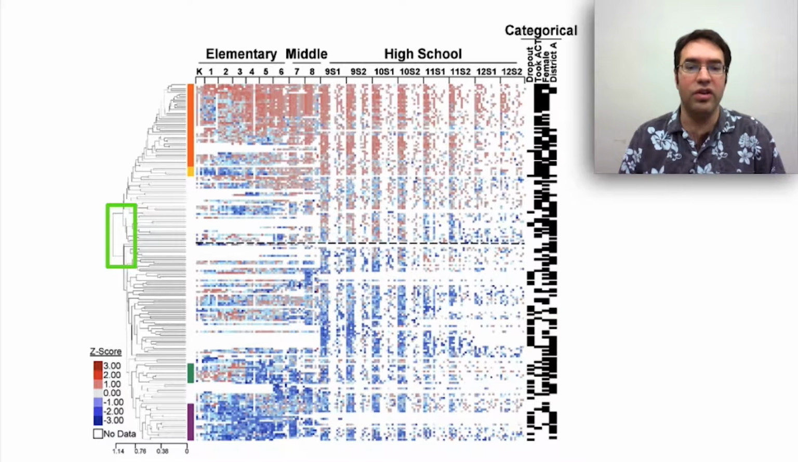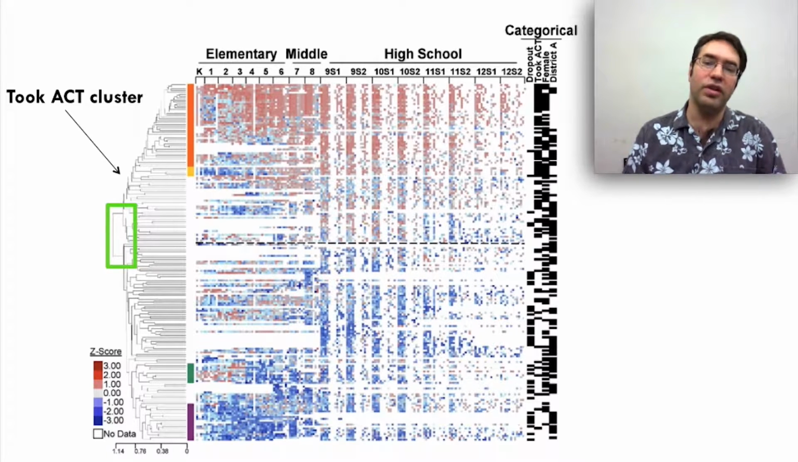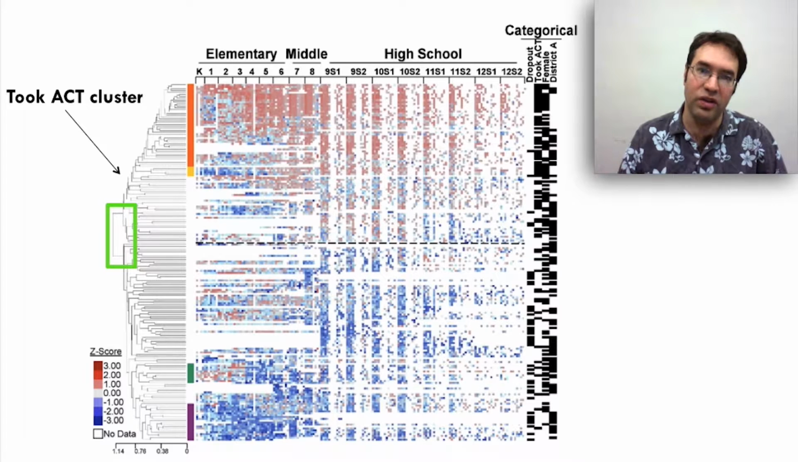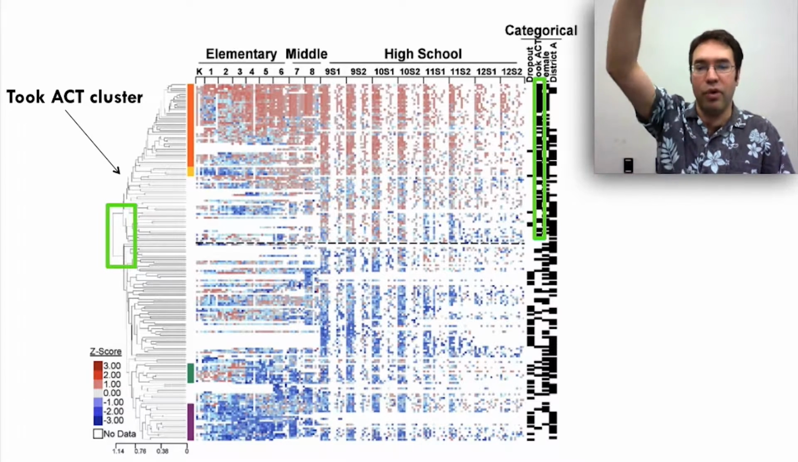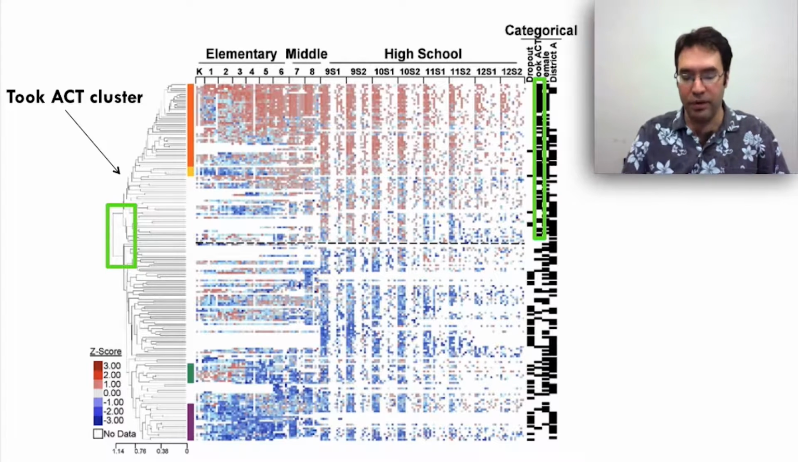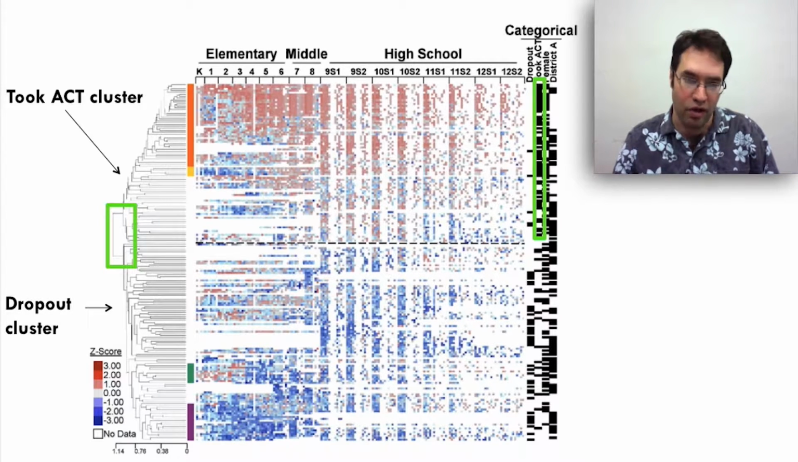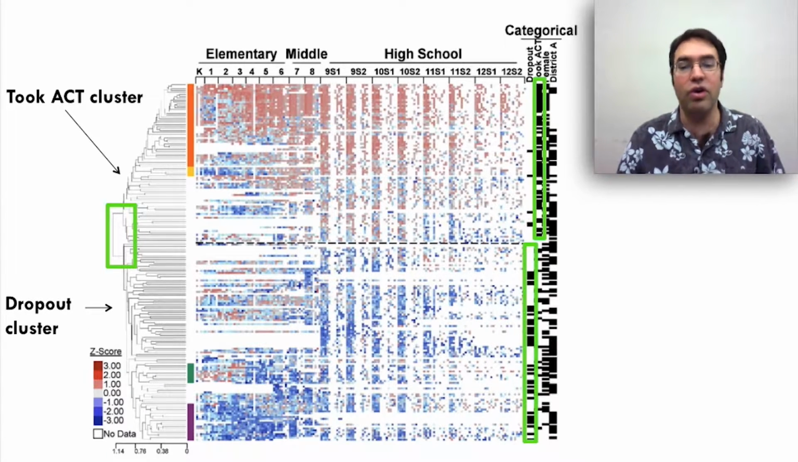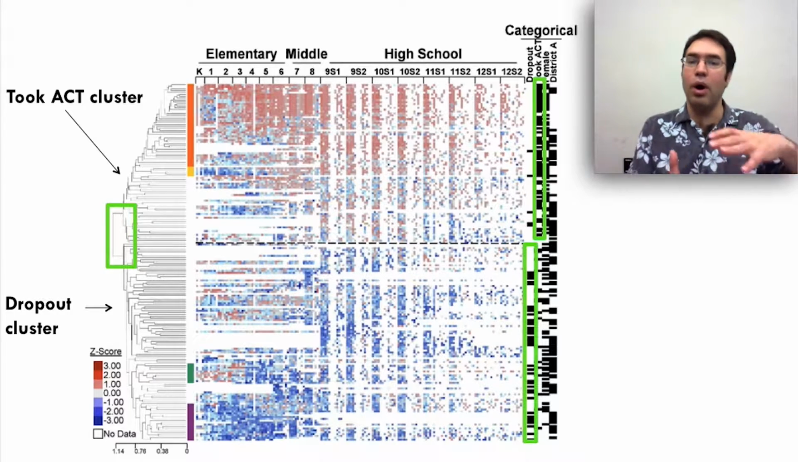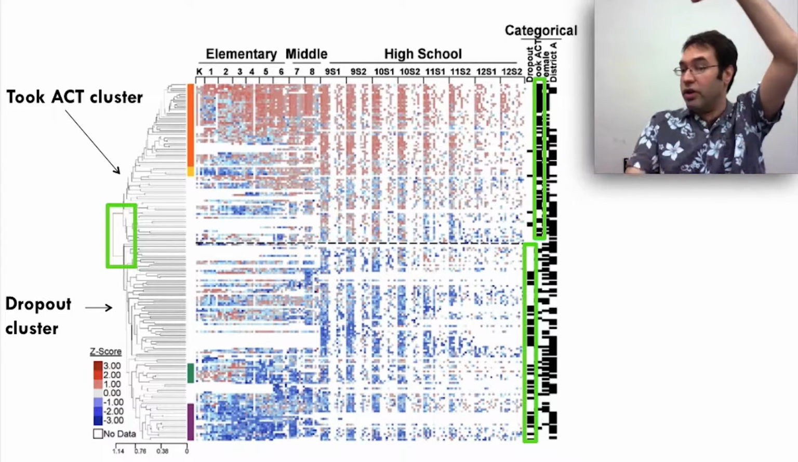Now what's interesting is all the students in the top cluster, that's really the kind of more likely to take the ACT college entrance exam cluster, because you can see over to the side, that's mostly solid with students who did that. On the bottom, we have the dropout cluster mostly, which is the students who were much more likely to drop out. So already in the grades, there are two very clear clusters.